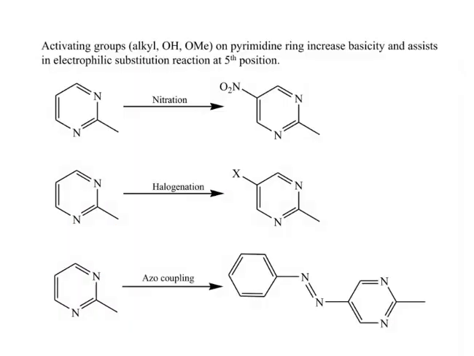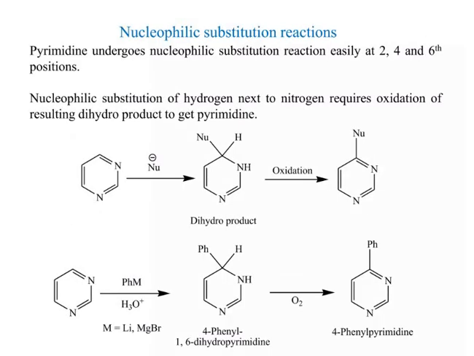So activating groups like alkyl, OH, OMe on the pyrimidine ring increase basicity and assist in electrophilic substitution reaction at the 5th position. So nitration, halogenation and azo coupling.